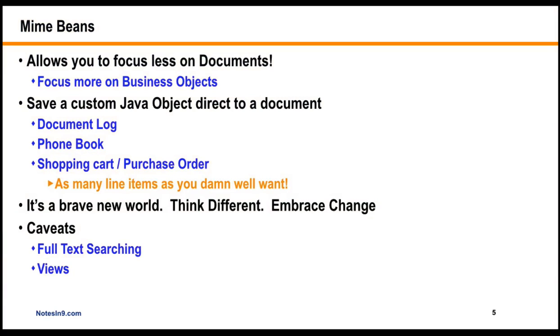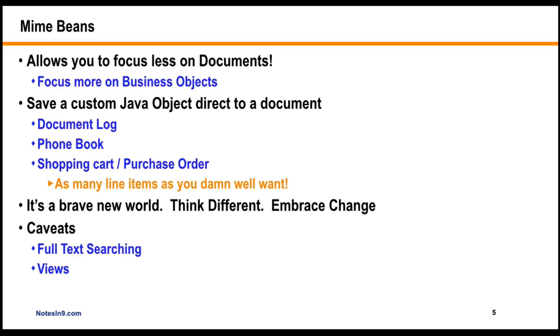Well, it's to allow you to focus less on documents and how things are stored and focus on your custom business objects. Okay, so in a nutshell, you can save a custom Java object, which in itself can contain multiple objects, direct to a field on a document. Well, how's that work? Well, it saves in the field as MIME. It's encapsulated as gzip. How it works, I don't know, because quite honestly, I've never used them yet, though I'm very excited about the possibility of using them.